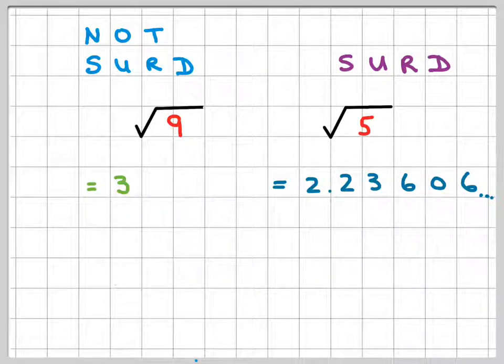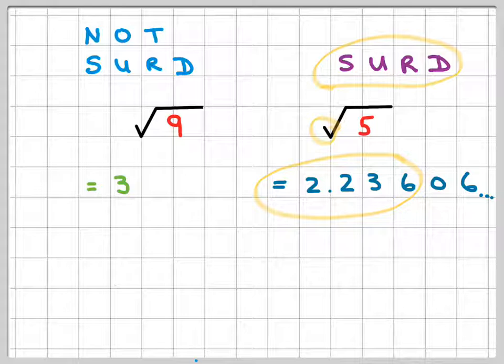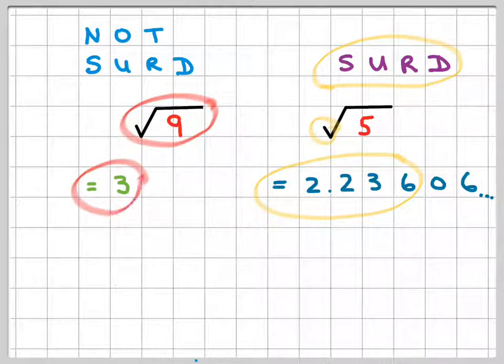What is a surd? Well, there is a difference between a square root and a surd. A surd is something that when you do your square root, you do not get a whole number as an answer. A square root, like this one, we do get a whole number. So it is not a surd, it's a square root.